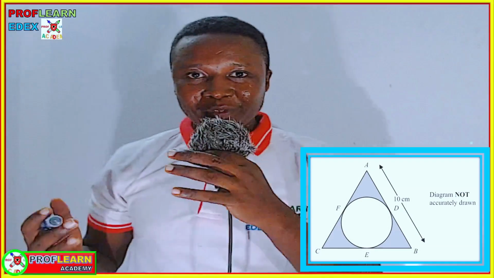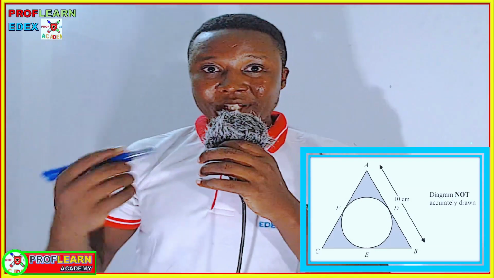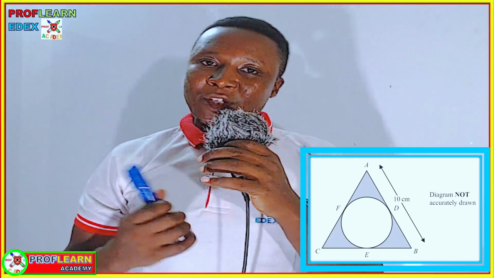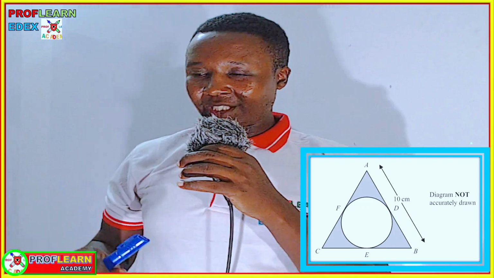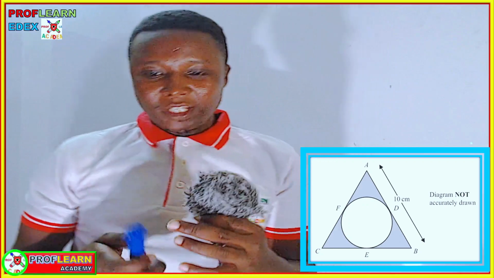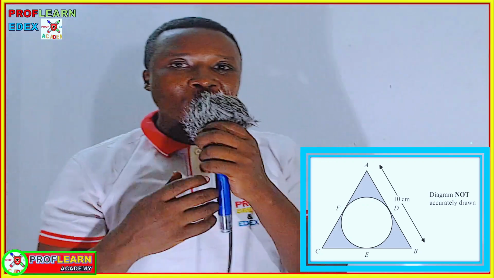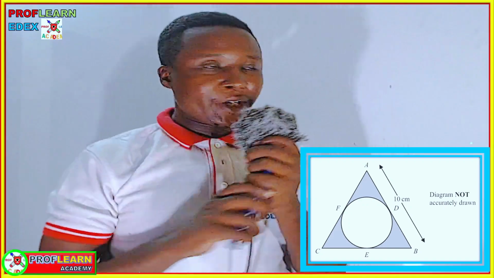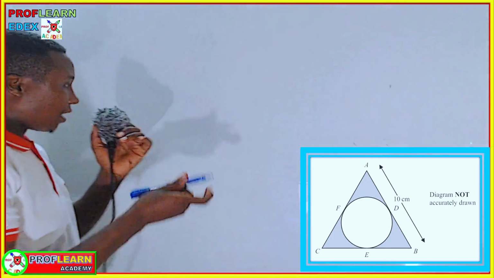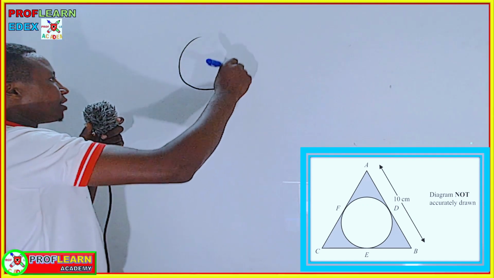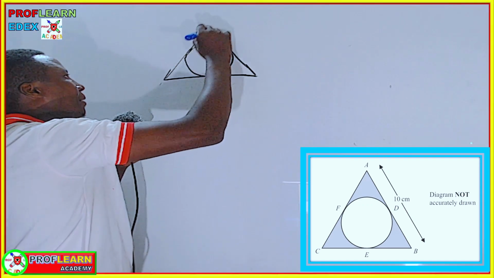Okay, let's move to the next question. You are given an equilateral triangle of sides 10 centimeters, and you're supposed to work out the area of the shaded part, because inside the triangle we have a circle of radius we don't know. So we are going to apply the laws and concepts of trigonometry to work out this question.